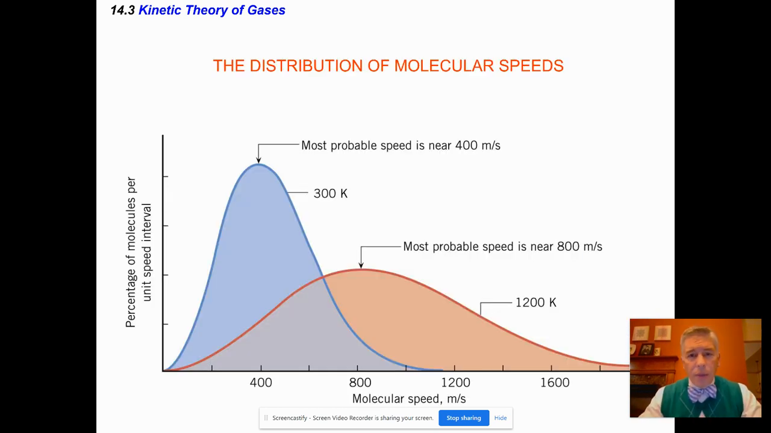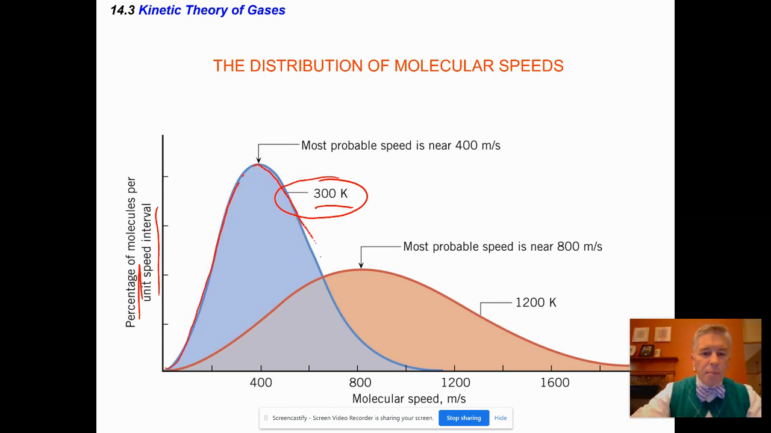The first thing we find is, since they're moving at all different speeds, we can come up with a distribution of those molecular speeds. And it all depends on the temperature. This particular one assumes this gas is at 300 Kelvin, and it gives the percentage of molecules that have a particular speed. We get a distribution that almost looks like a bell curve, but this end of it always stretches out a little bit more than that side.